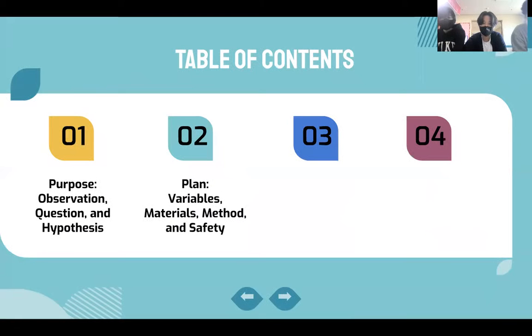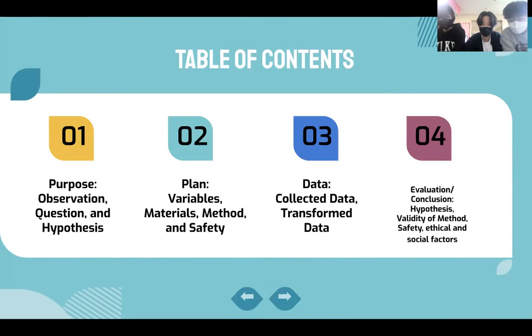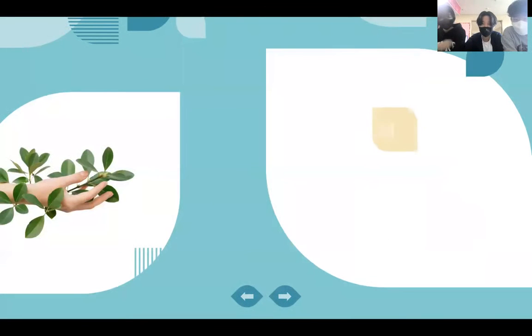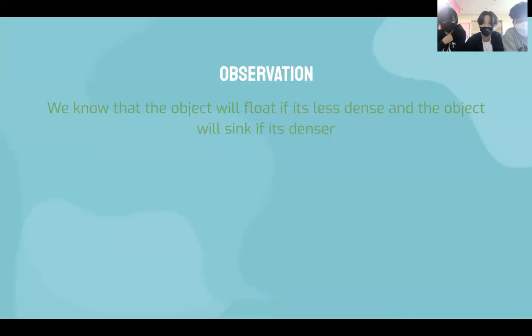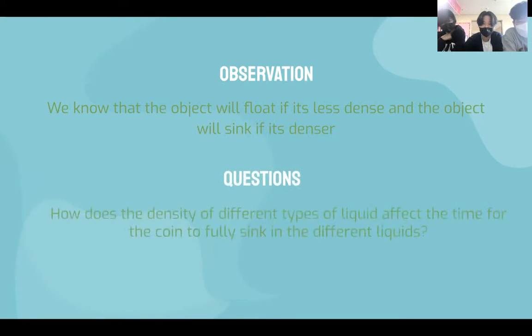Table of contents. Purpose. Observation. We know that the object will float if it's less dense and the object will sink if it's denser. Question. How does the density of different types of liquid affect the time for the coin to fully sink in the different liquids?